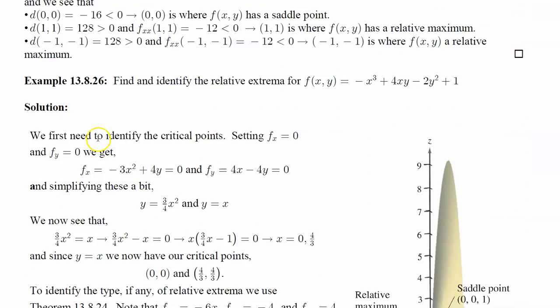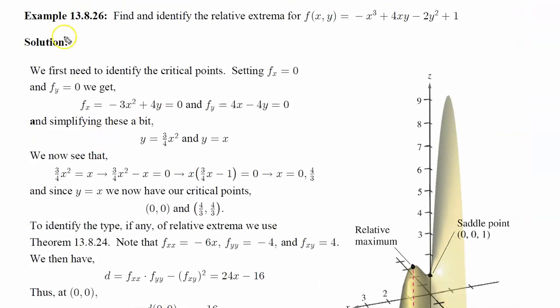Let's take a look at another example. So let's consider this function. Let's identify the critical points and then use the second partials test to see if we can determine which ones are relative maximum, minimum, or saddle points. Or the test might fail.